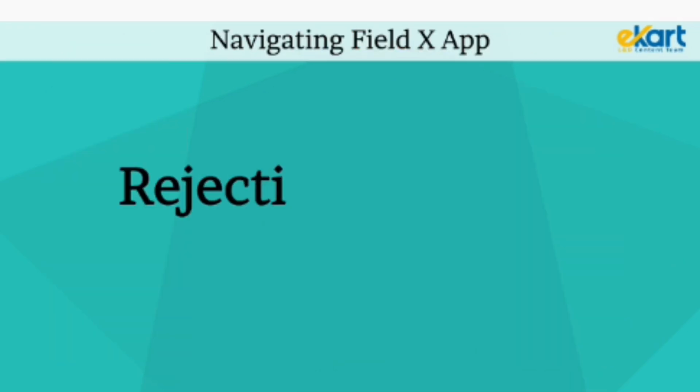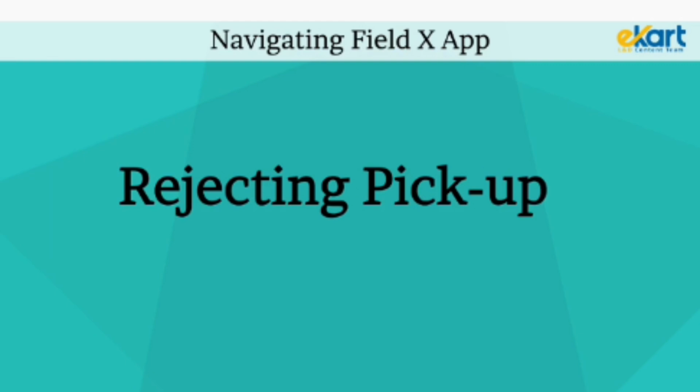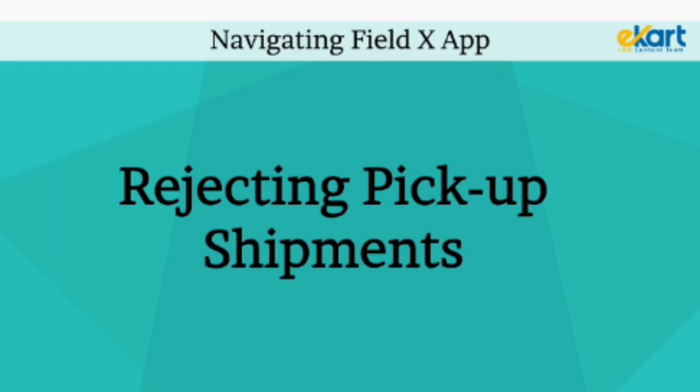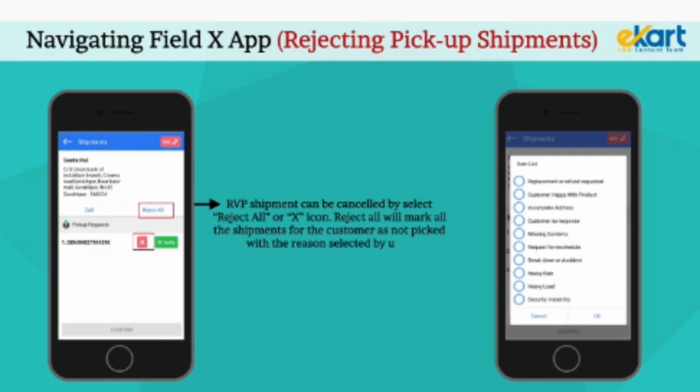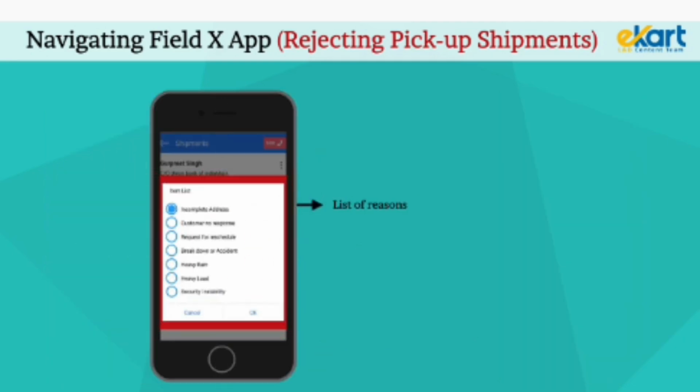Now let's look at some scenarios concerning rejecting the pickup shipments. The RVP shipment can be cancelled by selecting reject all or the X icon. Reject all will mark the shipments for the customers as not picked up with the reason given by the user. The list of reasons is shown and please select the appropriate reason when you select reject all.